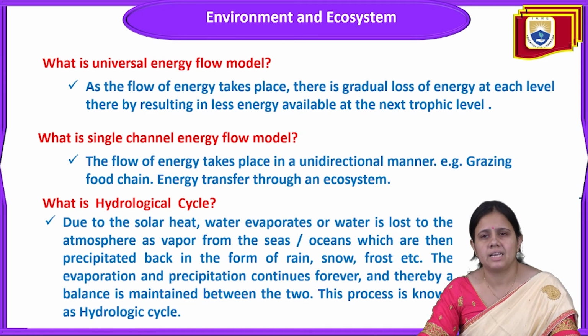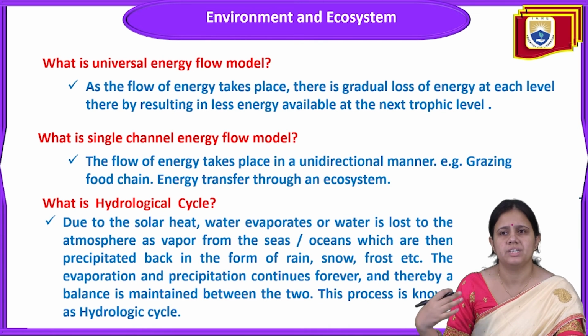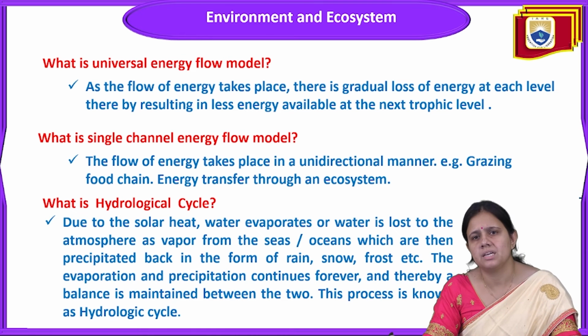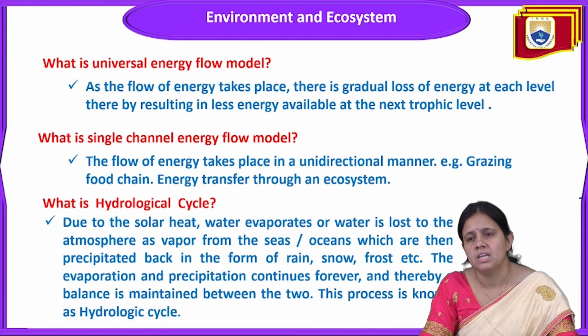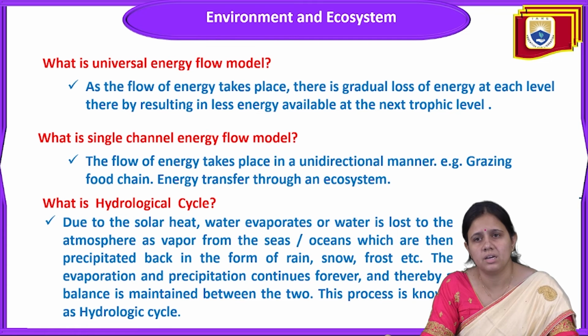Next is the single chain energy flow model. This means that the flow of energy takes place in a unidirectional manner, as in the grazing food chain energy transfer through an ecosystem. We can say that in a single chain energy flow model, energy flows in a unidirectional manner, and its example is the grazing food chain. We already discussed that the grazing food chain starts with energy transformation in a normal ecosystem, where the energy starts with the producer. This is called the single chain energy flow model.